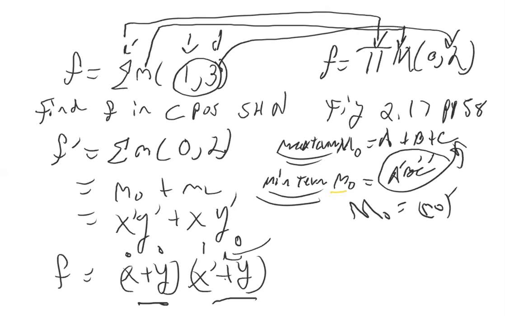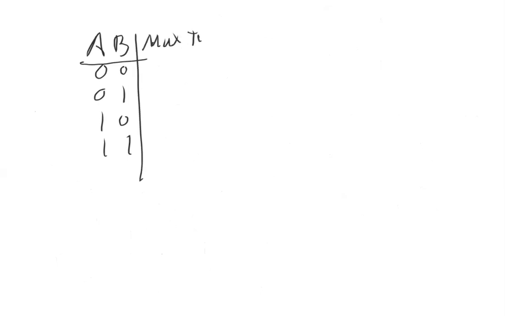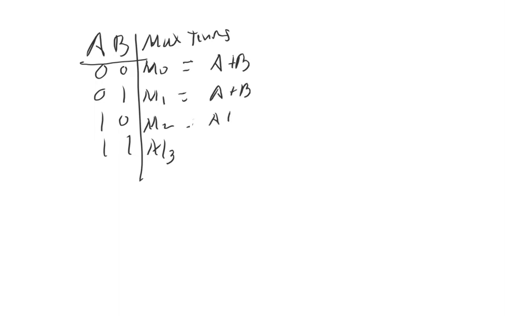Not to put too fine a point on it, we can write out table 1.7 here. I'll just do the first two variables. And then what we'll do is write out the max terms. Capital M0, capital M1, capital M2, capital M3, and this is going to be A or B, A or B, A or B, A or B, and the inversions will be whenever you see a 1, that's when the variable is inverted, and otherwise it's left alone.